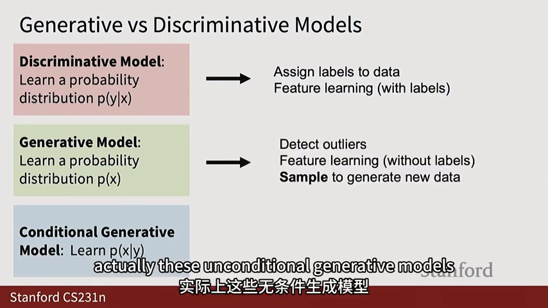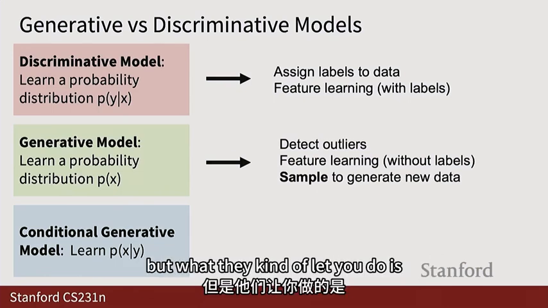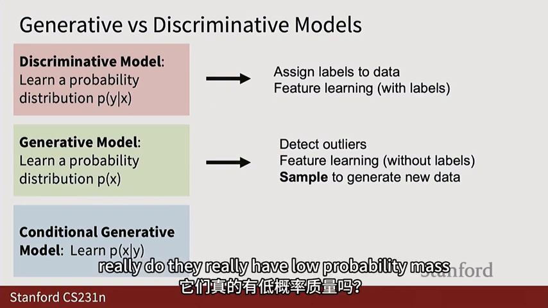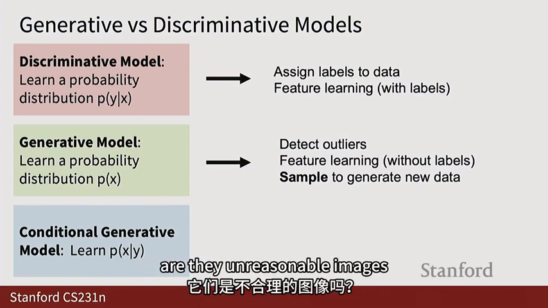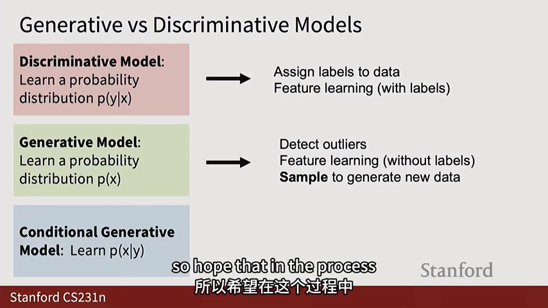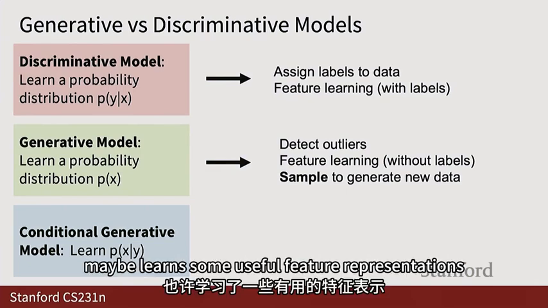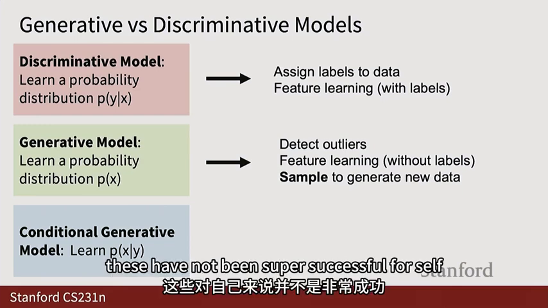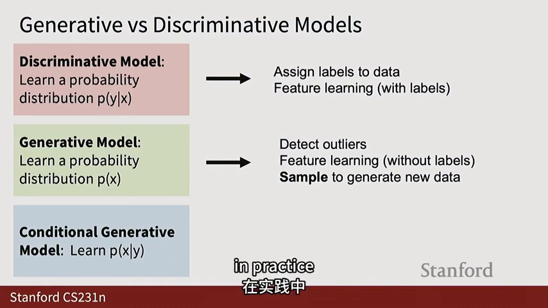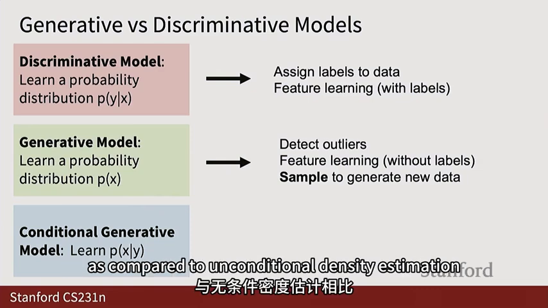Generative models, actually these unconditional generative models, I think are kind of useless in general. But what they let you do is maybe detect outliers, look at images and say, do they really have low probability mass? Are they unreasonable images? You can sort of use them for feature learning without data, without labels. So the hope is that in the process of trying to fit an unconditional distribution P of X, the model learns some useful feature representations. Although in general, these have not been super successful for self-supervised learning. And typically the contrastive methods that we talked about in the previous lecture have in practice been much more successful for self-supervised learning as compared to unconditional density estimation.